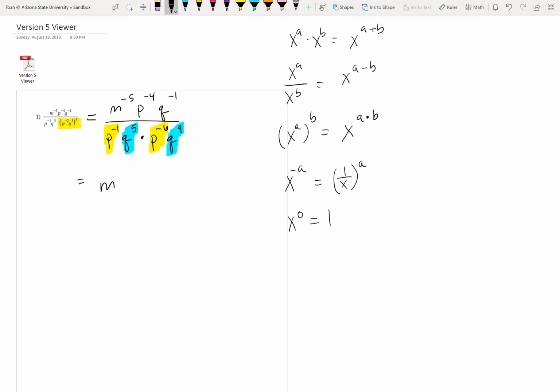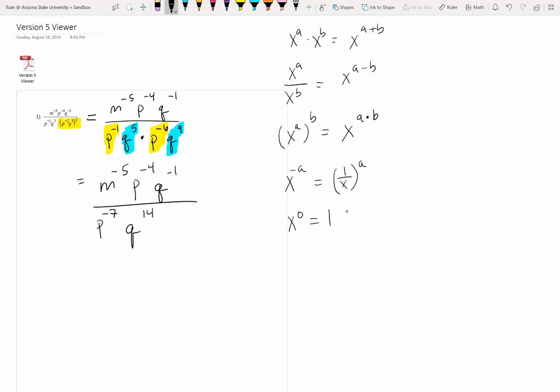Again, anything I do not highlight, I'm just going to copy down for my next step. Negative 1 over. Product property says you add the exponents. So for the p's, it's going to be negative 1 plus negative 6 is negative 7. And for the q's, it's 5 plus 9 is 14. We have a whole bunch of negative exponents, so you could go ahead and use the negative exponent property.